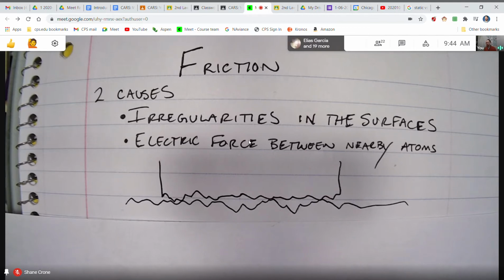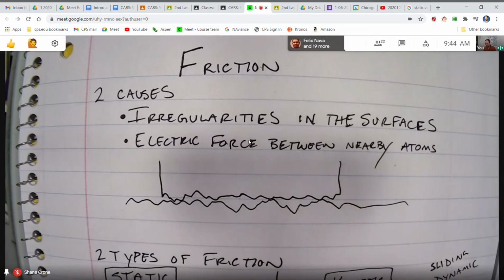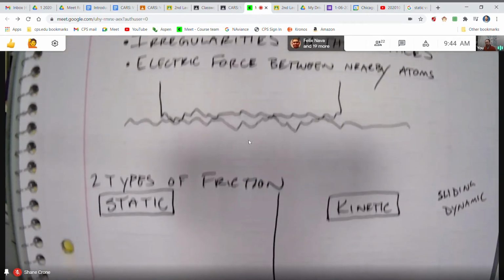So that's the origin of friction as we understand it today. Now that may evolve a little bit. Maybe we'll have a deeper understanding at some point in the future, but right now that's our understanding.